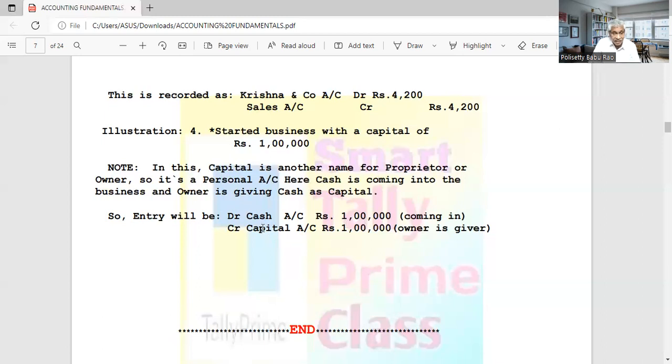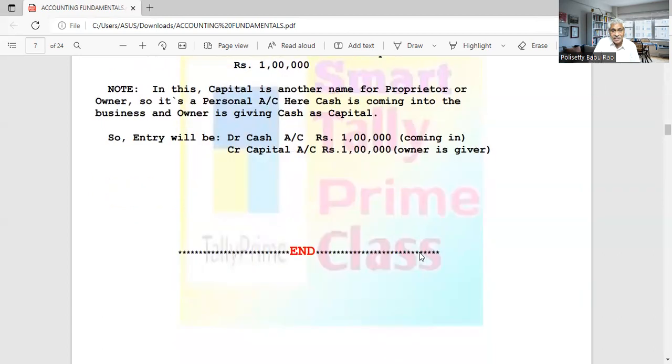And next, the second one is the property giver, so the property account is to be credited. But here we change the name. He is giving, so it is written as capital account. So credit capital account 1 lakh. The owner is the giver. So debit what comes in? Cash debit. Credit the giver. The owner is giving, then change the name. Capital account is credited. Okay.